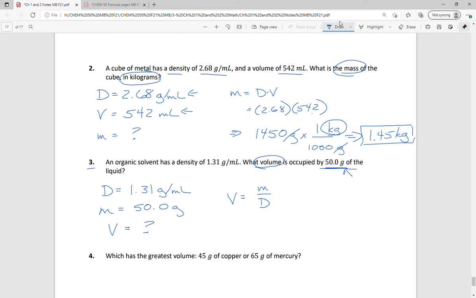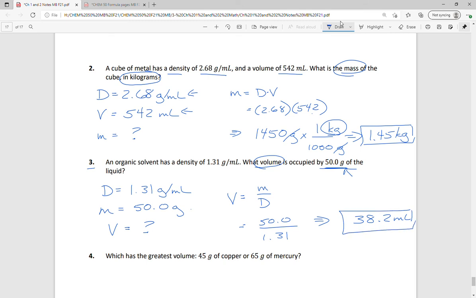I know that from my triangle, and you can take a look back. If I sub in what I know, I've got 50 divided by the 1.31, and I've got a place where I can check my units over here, so everything's good. And I do the math correct to the 3 sig figs, I get an answer of 38.2 milliliters.